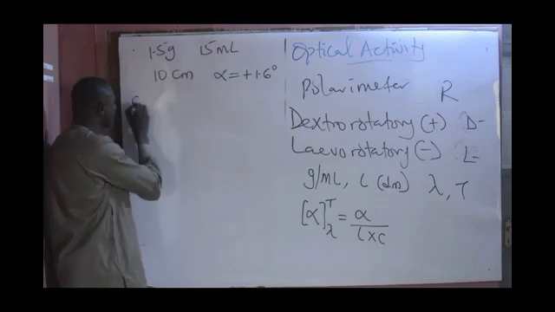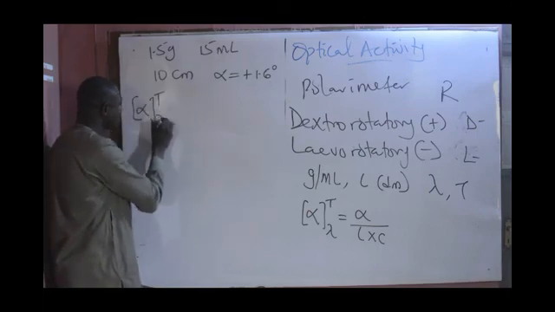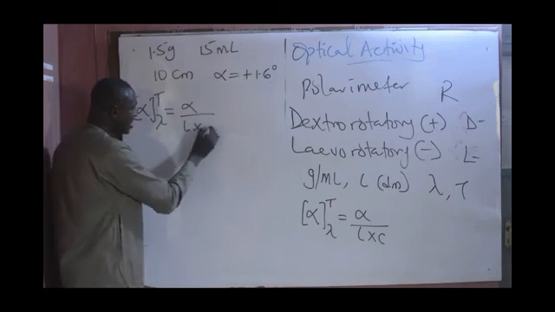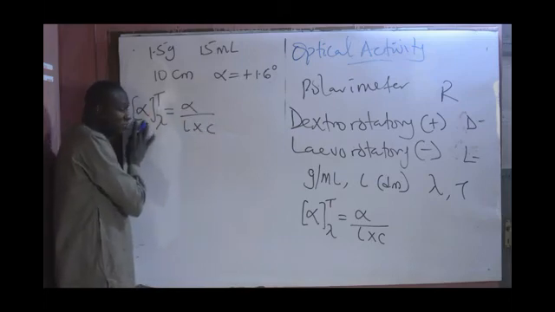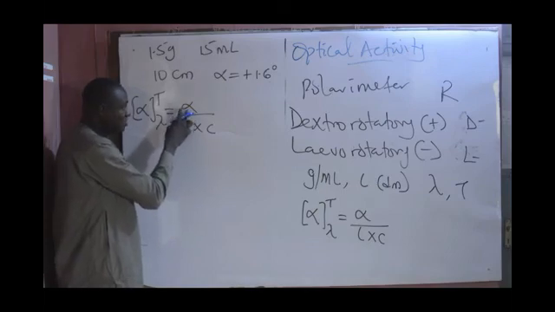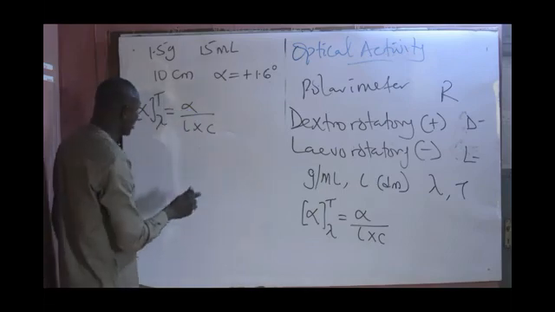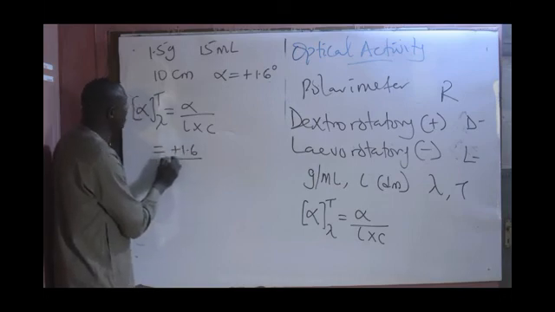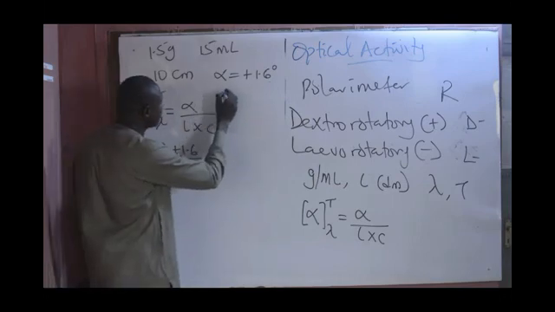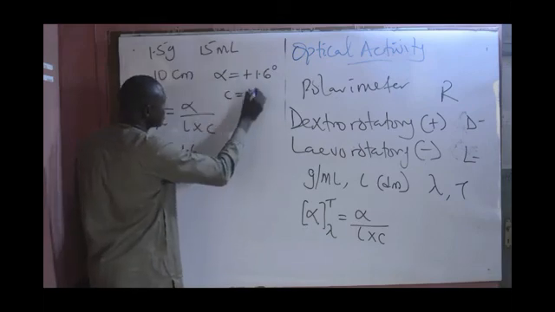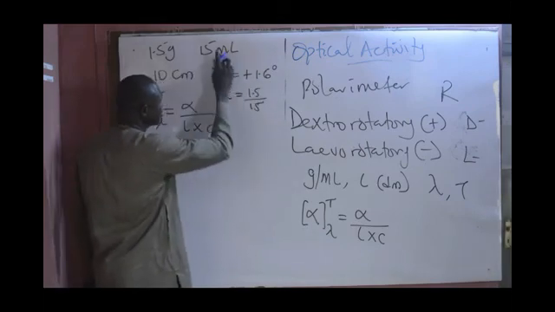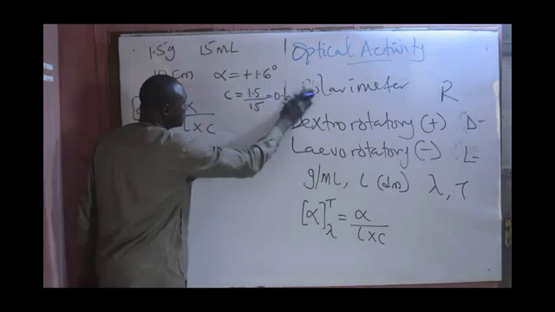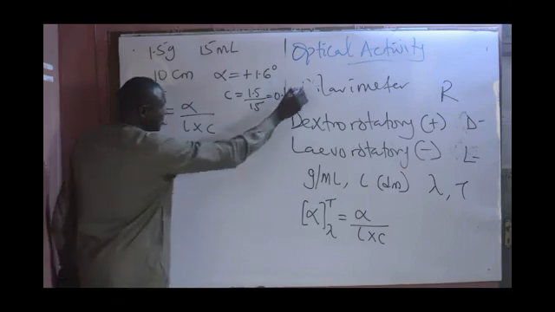So that means our specific rotation at that temperature and wavelength is equal to the observed rotation over length times concentration. You might be given a specific rotation and asked to look for the observed rotation, provided all other parameters are known. So if you substitute, you have plus 1.6 divided by the concentration of the solution, which is the mass 1.5 divided by 15, the volume, and that will give you 0.1 gram per mil.